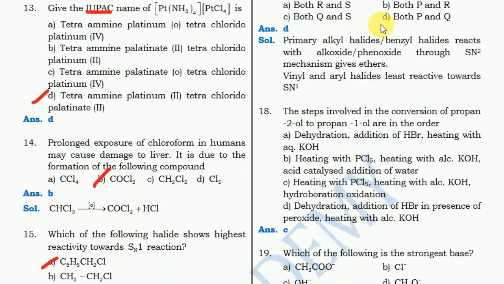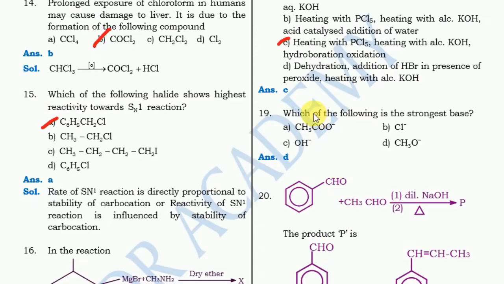Okay, next one: the steps involved in the conversion of propane. For this question the correct answer is option C. Next question: which of the following is the strongest base? For this one option D is the correct. Okay, next for this diagram the correct answer is option C.